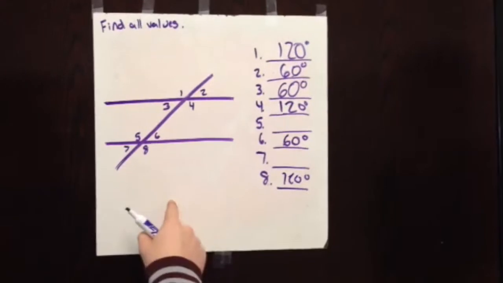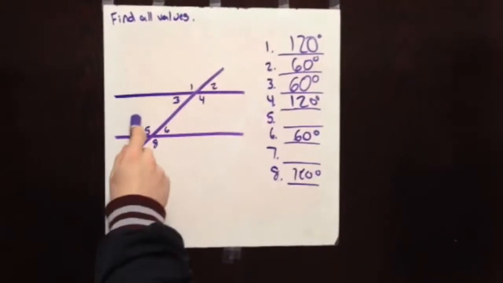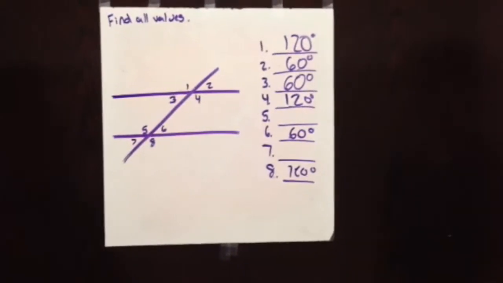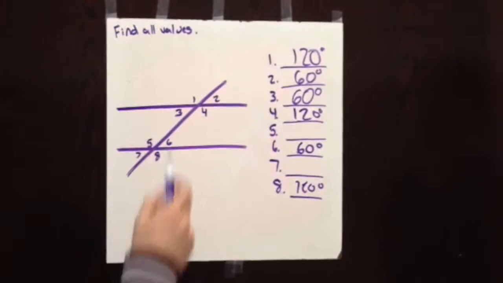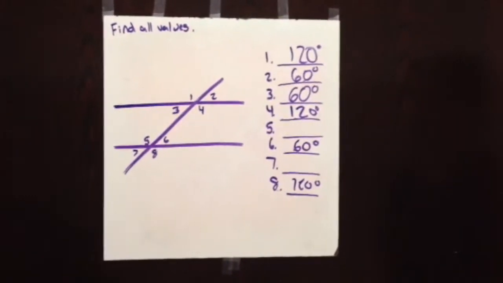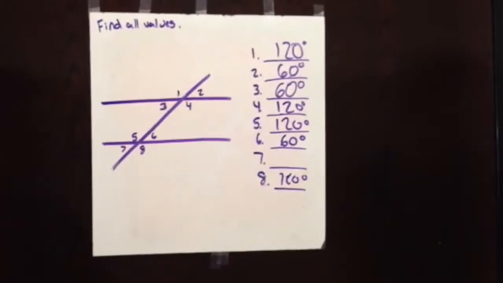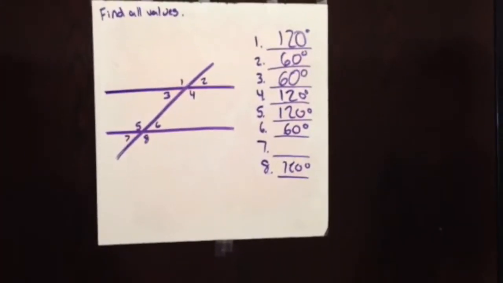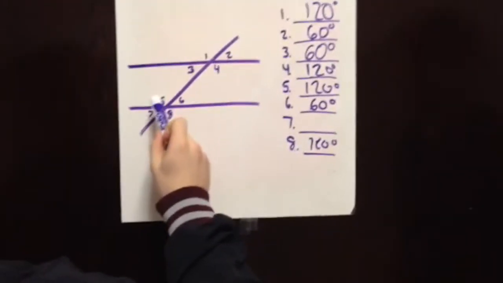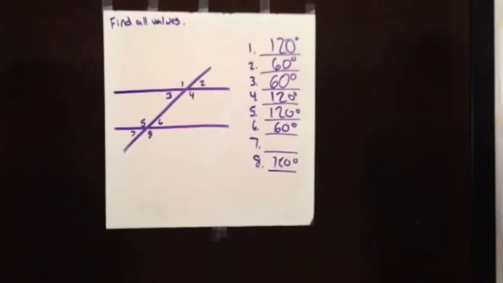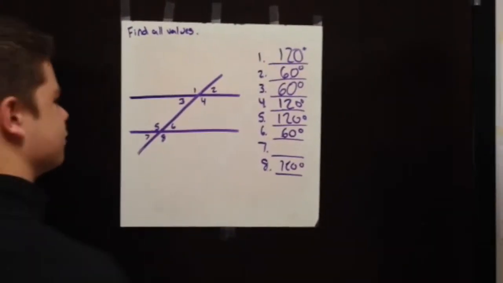Anyway, okay. On to number 5. 5 and 4. What do you notice? Opposite interior angles. Good. Which means 5 is equal to 120 degrees. There you go. Last one. Now, 2 and 7 are also opposite exterior angles, which means 7 is equal to 60 degrees.